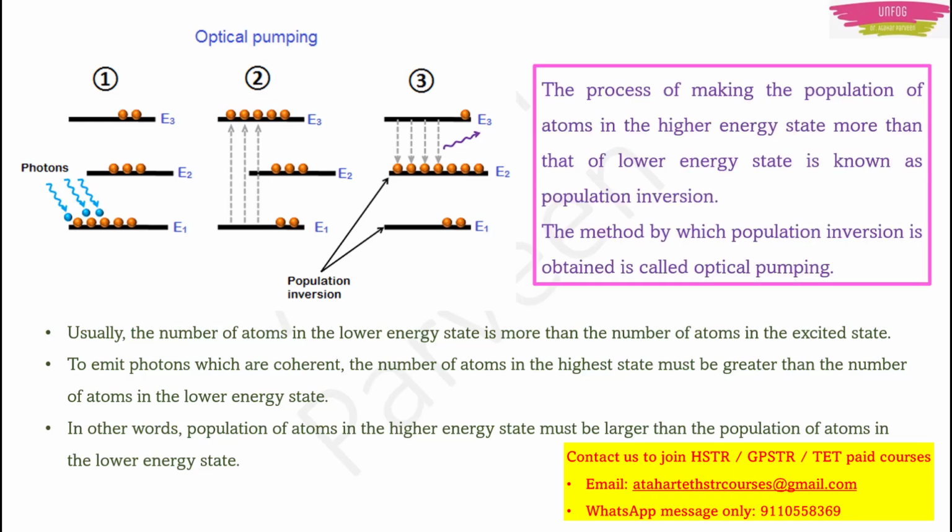This scenario is known as population inversion. The process of making the population of atoms in the higher energy state more than that of the lower energy state is known as population inversion. And the method by which population inversion is obtained is called optical pumping. That means you are pumping the electrons to the higher energy level, right? You are giving them photons, and the electrons absorb that energy and are triggered to go to the higher energy level. You are pumping them by force. That's why this is known as optical pumping.